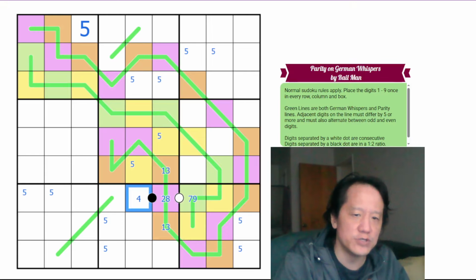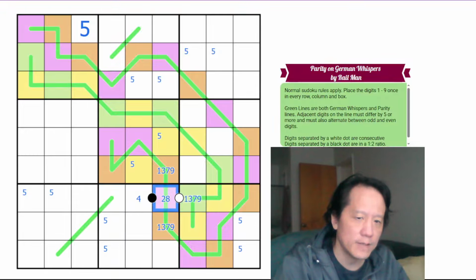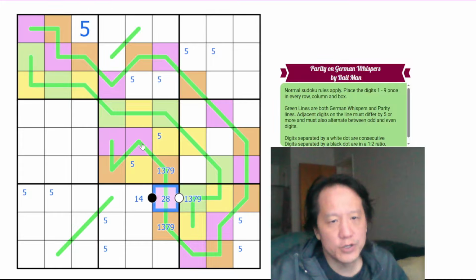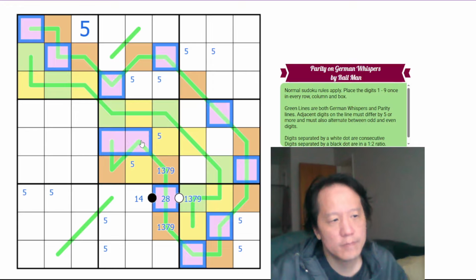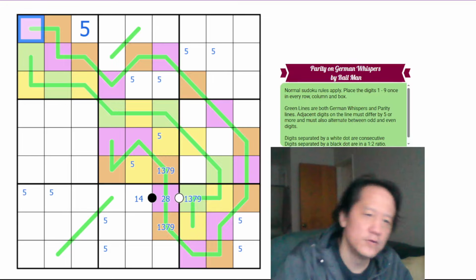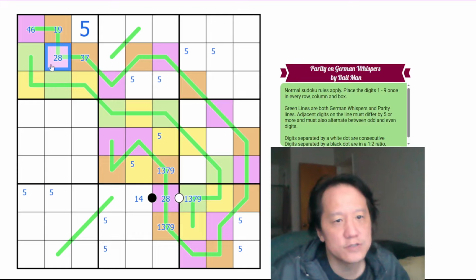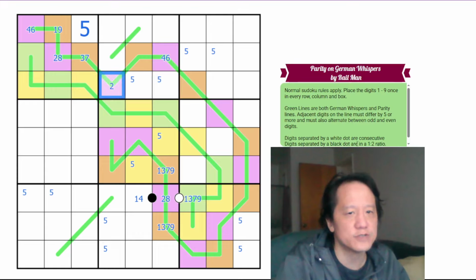So this is guaranteed to be 2 or 8 here, which means this is 7 or 9. 2 would have to be next to 1 or 3. And 2 would be in a 1 to 2 ratio with 1 or 4 here. So we know the pinks are even. Okay. So this is either 4 or 6 with 1 or 9 here. And therefore this is 3 or 7 here. So then this would have to be 2 or 8. Since this is 2 or 8, this would have to be 4 or 6, which would force this to be 2 or 8 here.